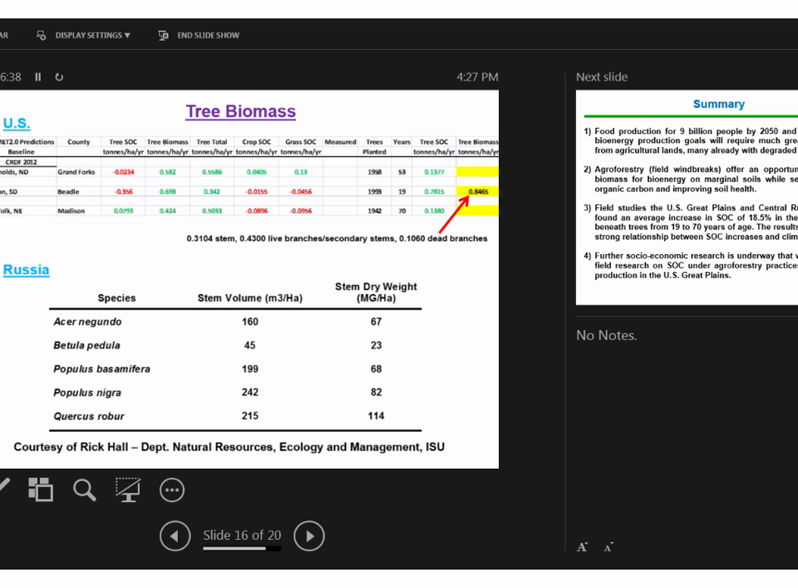It could very well be. They weren't that big. It was not a particularly productive site, and it was impacted by salinity. Okay, but I'll check into that.